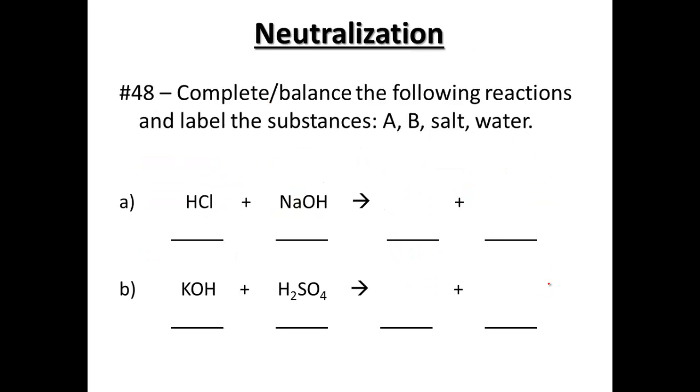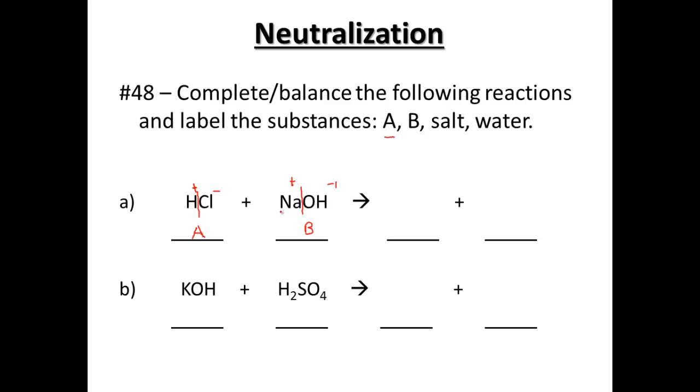A couple of ideas to look through: hydrochloric acid, HCl, plus NaOH. The first thing we're going to do is identify who the acid is and who our base is by looking at our starting point. H is our positive, chlorine is our negative, sodium is a positive 1, and hydroxide is a minus 1.